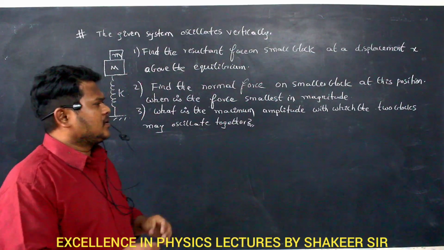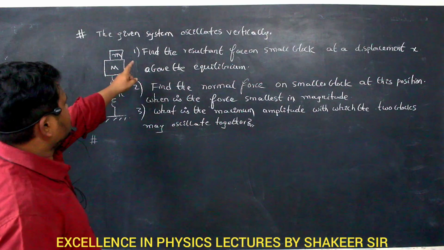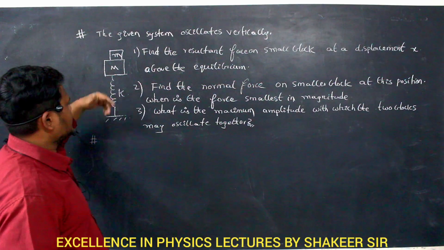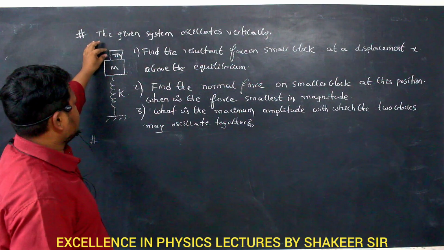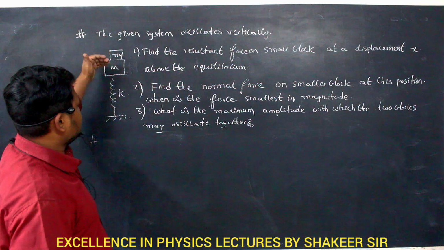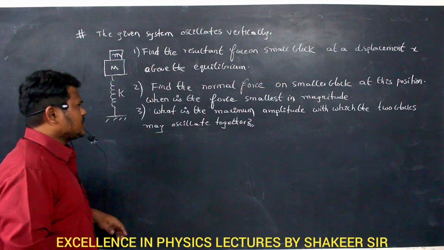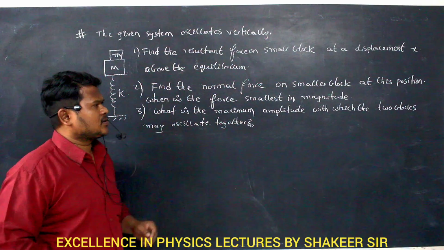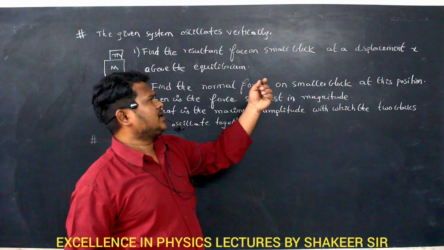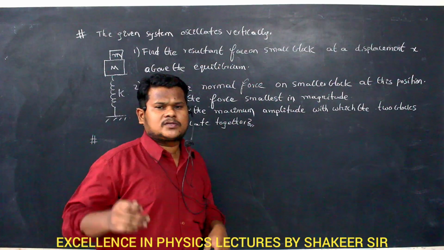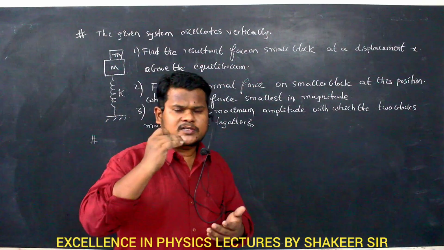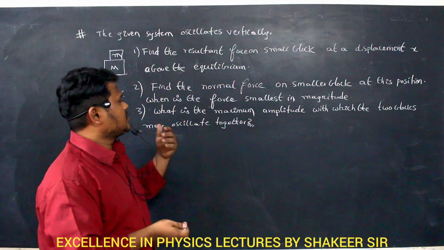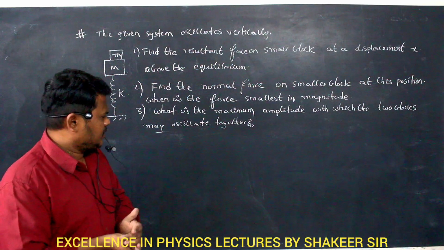Dear students, now let us see this question. The system oscillates vertically. So this system is oscillating vertically. This is a capital M, and this is a small mass m, which is placed on this capital M on a spring whose spring constant is k. Then the first question is, find the resultant force on the smaller block at a displacement x above the equilibrium. So if this system has gone upwards by a distance x, then in that position, what is the resultant force acting on the small block? Let us see.